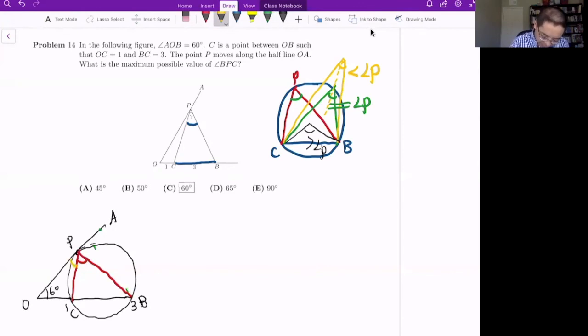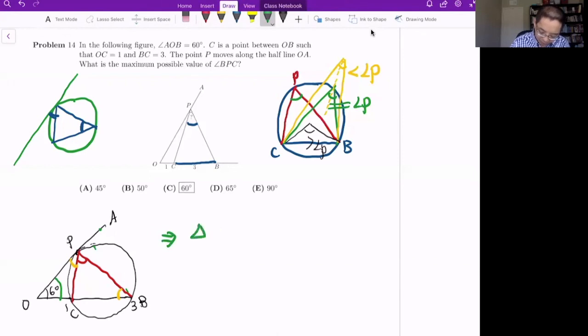So this angle is the same as this angle. That's from the geometry of the circle. So if I have a tangent, this is the tangent line, and this is a chord, these two angles are the same. Meanwhile, they share a common angle. So I conclude triangle OPC is similar to triangle OBP.